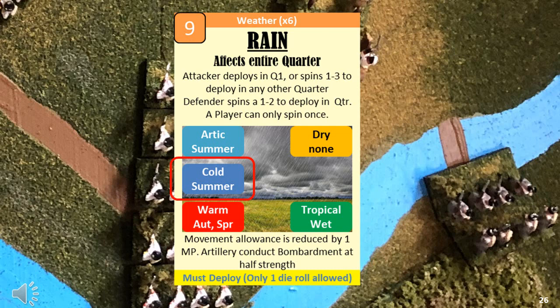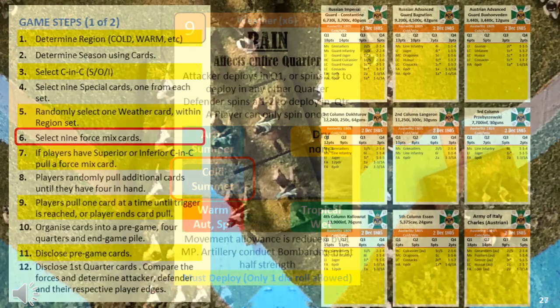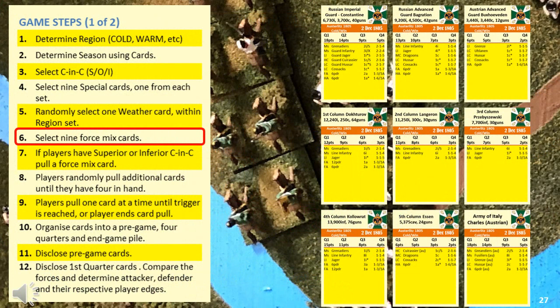Once a player has spun a die for weather, that player can never spin again on another quarter for the same card. Well, they'll only have 1 card, so that's the only time they ever do it. If players do not like weather events, the weather cards can be ignored. When we enter this phase, players should have 9 special events cards in their game deck, or 8 if weather is ignored. Now we need to add the 9 force mix cards from the selected scenario.